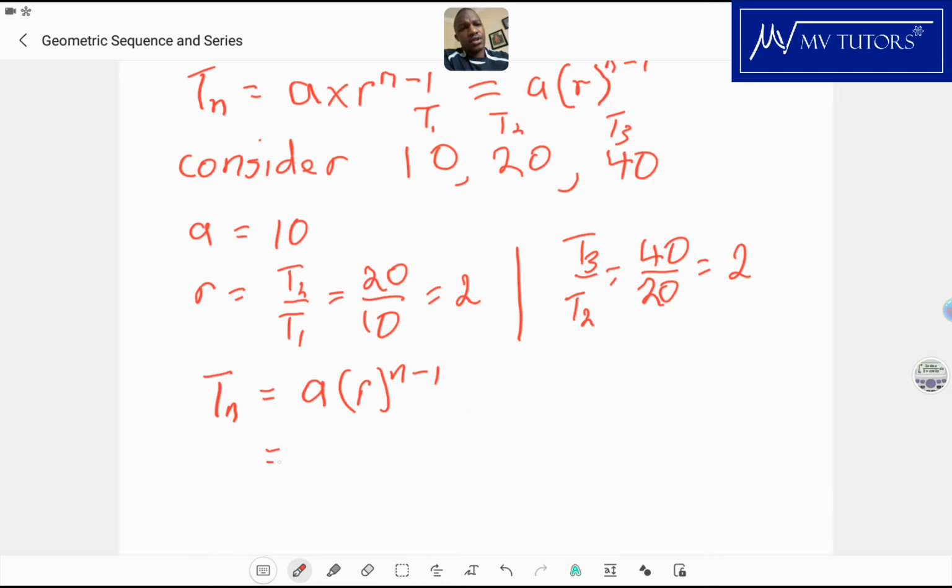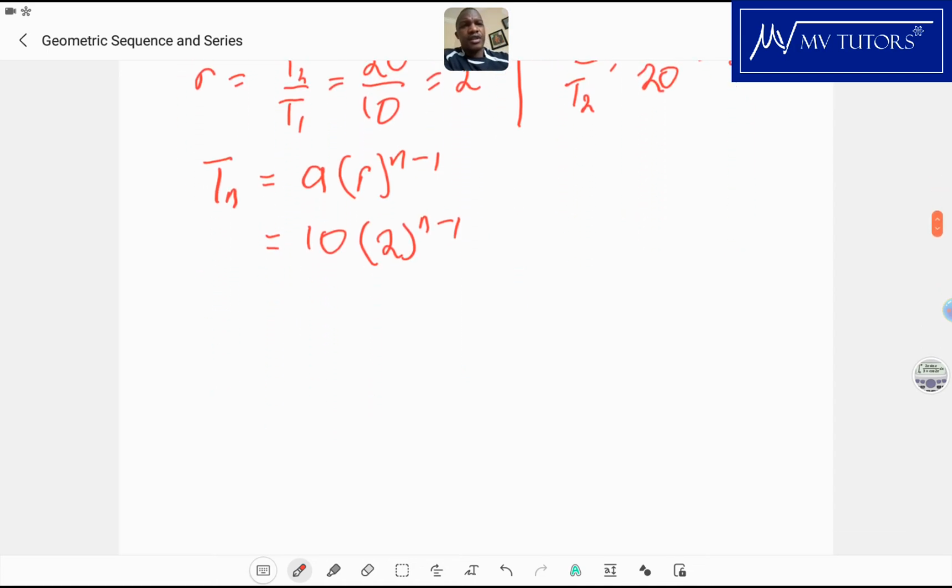Okay, in this case A, we've solved it to be 10. And then R, we've solved it to be 2, to the power n minus 1. That's just it. That's it. There's nothing more than that.